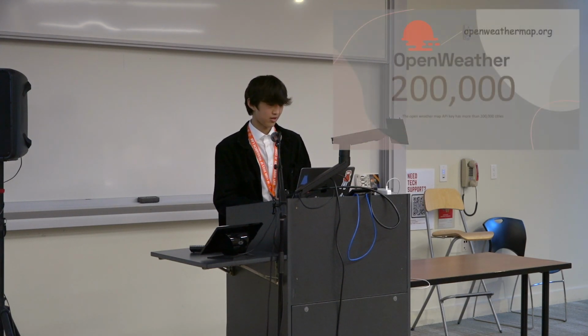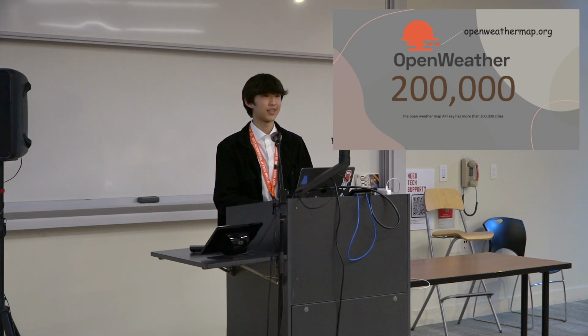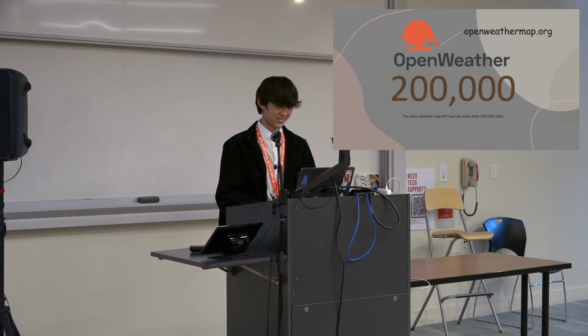So openweathermap.org is a website that holds all my data for the weather. The OpenWeatherMap API holds many data sets, including the temperature, highs and lows, pressure, country, and weather description. The OpenWeatherMap API key has more than 200,000 cities.